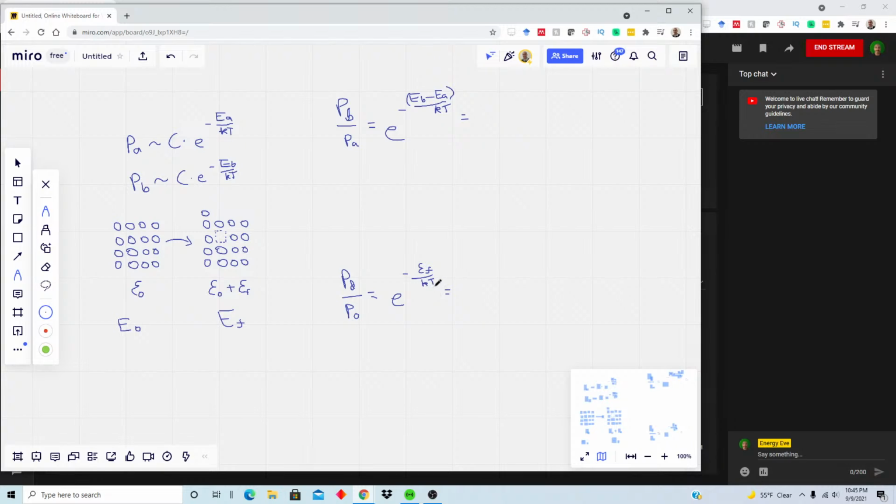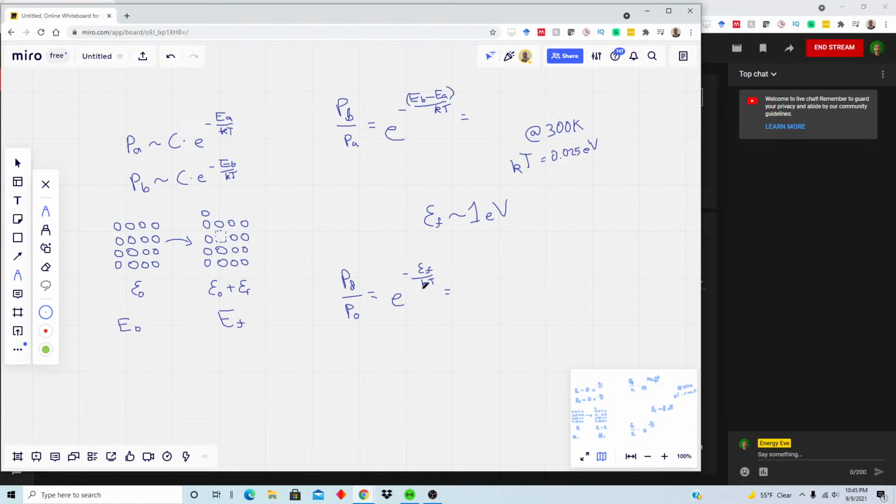Just numbers to play around with. The approximate value for vacancy defect formation for some metals is about 1 eV, which is an electron volt. And for kT at room temperature, approximately 300 Kelvin, kT is equal to 0.025 eV.